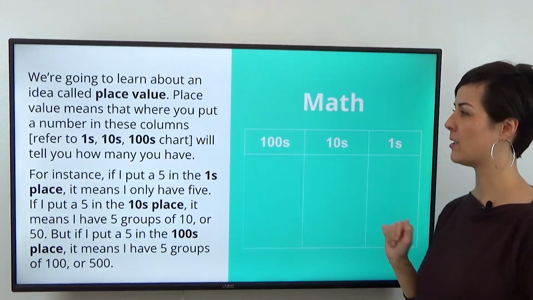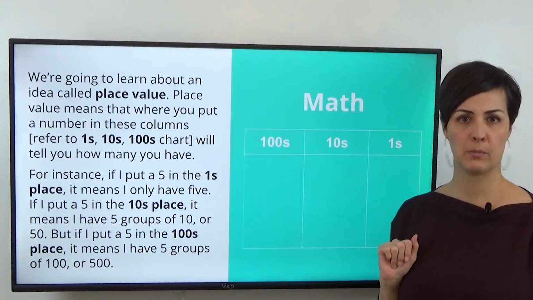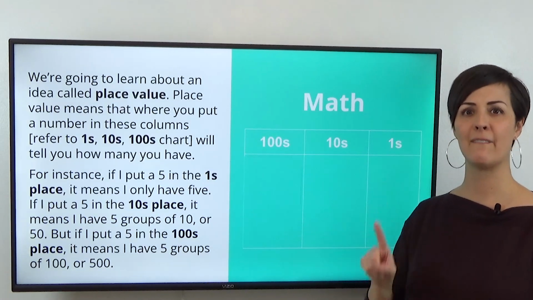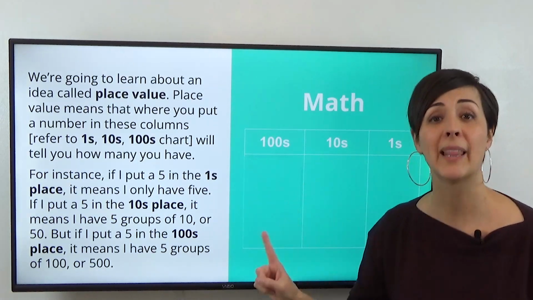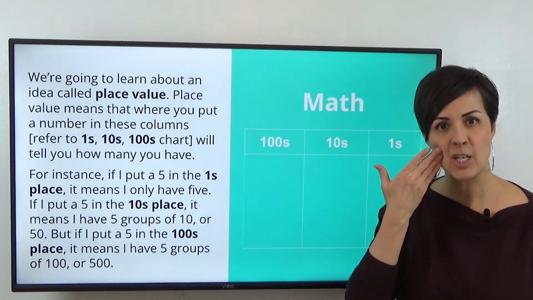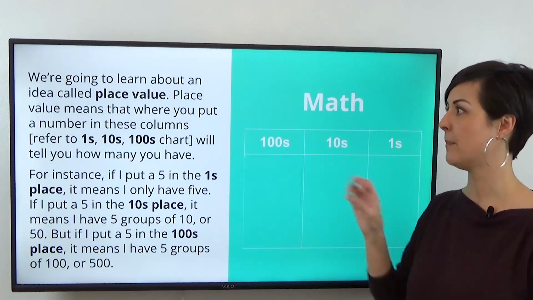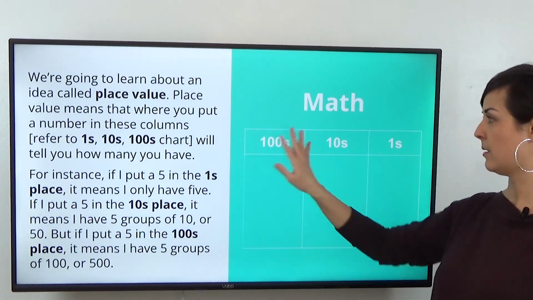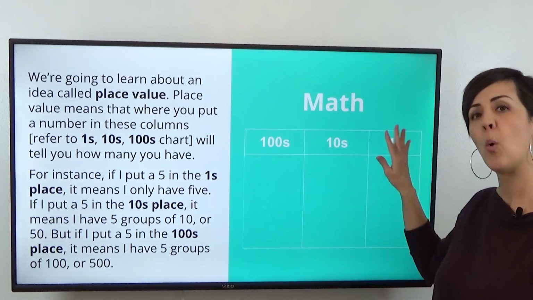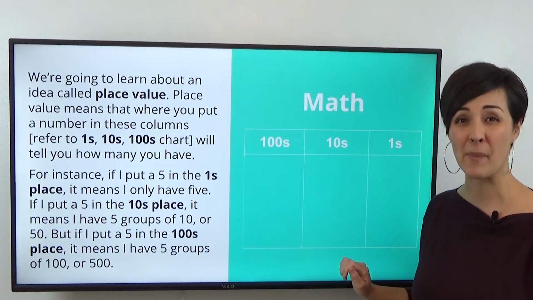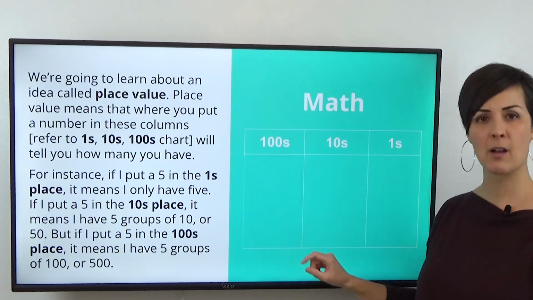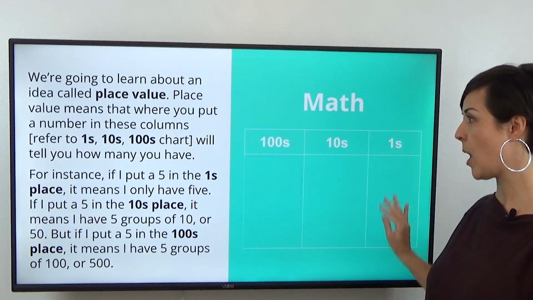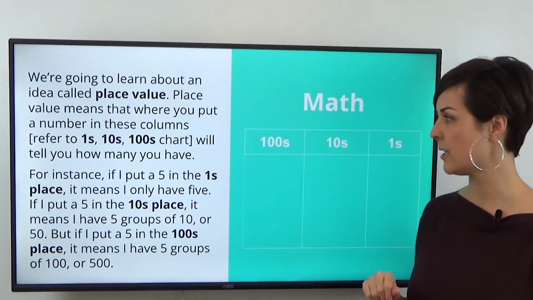I would maybe say to students surrounding place value, something like, we're going to learn about an idea called place value. Will you say it? Place value, because that's new, right? Or key. So we're going to say it. Place value means that where you put a number in these columns, hundreds, tens, ones, will tell you how many you have. Will you just read these columns with me? These are the hundreds, tens, ones columns. You got it. Nice job.